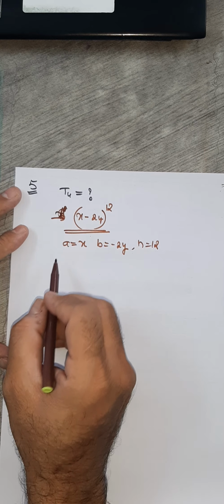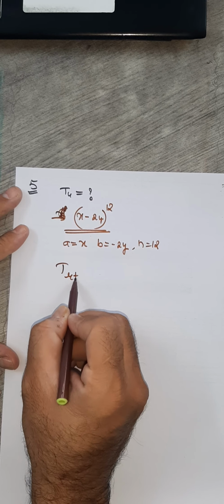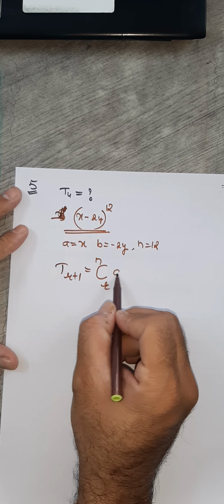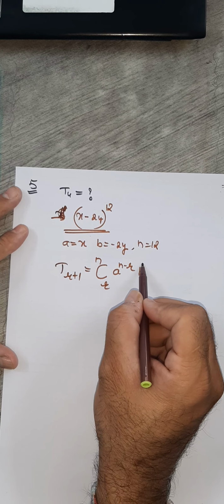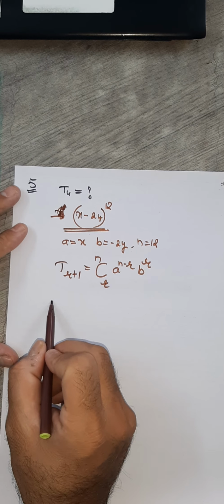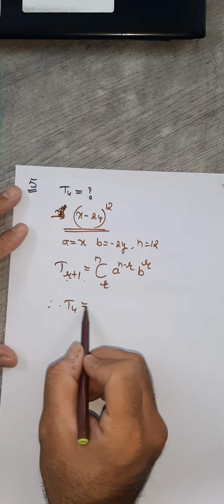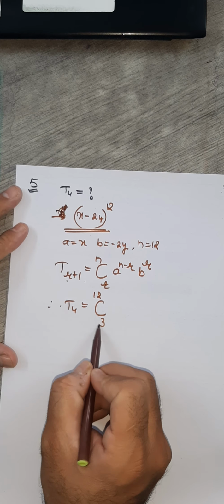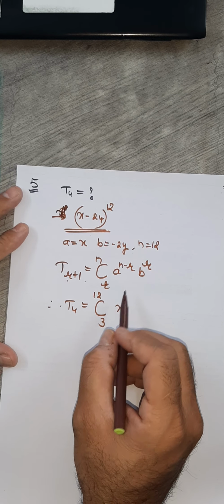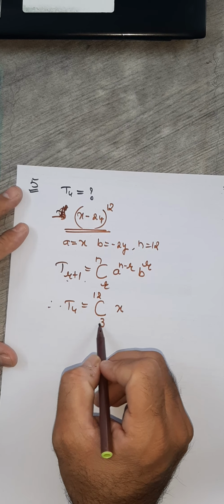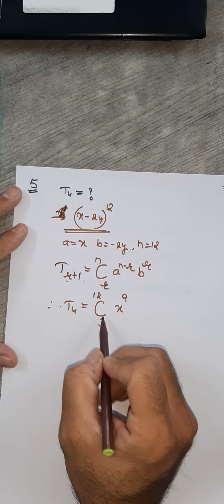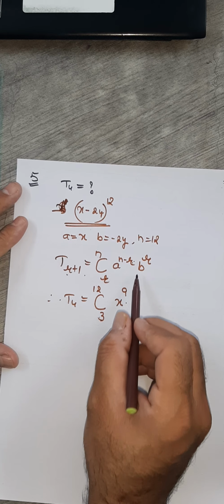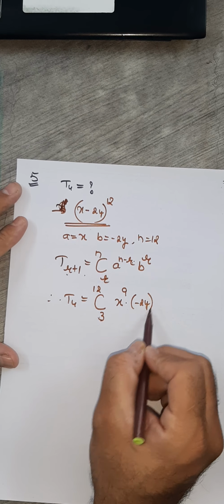Fourth term, you want T4. So you recall the formula for T(r+1). T(r+1), you know, nCr a raised to n minus r into b raised to r. You know this. So for T4, r will be 3, remember, n you know. So here 12C3, one less. What is a? A is x. X raised to 12 minus 3. I'll write directly here 12 minus 3. N is 12, r is 3, remember. So 9 into, what is this? This is minus 2y raised to 3.